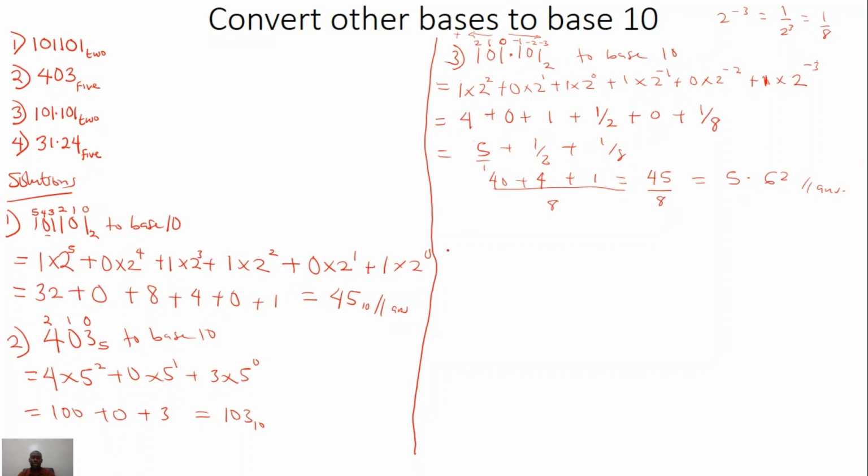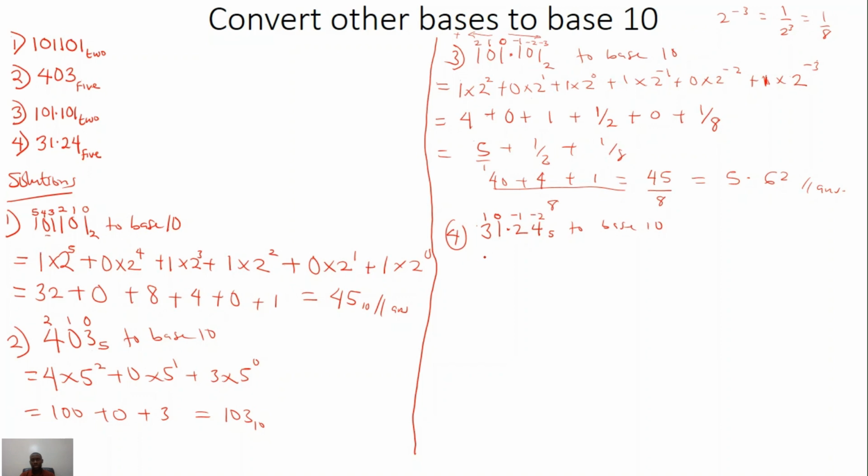Okay, let's look at question number 4. They say we should convert 31.24 base 5 to base 10. The first step is to number starting from the one digit to the left of the decimal. That's where our 0 will be. When we go this way, it will be plus. So this one will be plus 1. And when we go this way, it will be minus 1, minus 2.